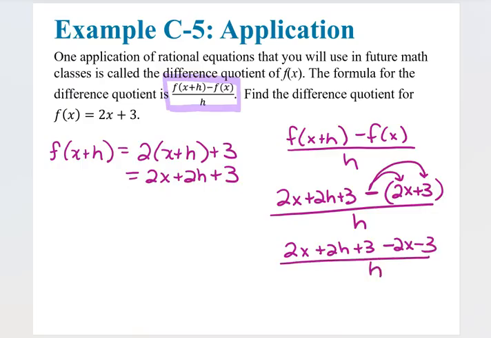See if we can clean up that numerator. Notice the 2x's. Negative 2x plus 2x is 0. And then positive 3 minus 3 is going to be 0. So I'm left with 2h over h. And 2h divided by h is 2. So your difference quotient for f of x is 2.